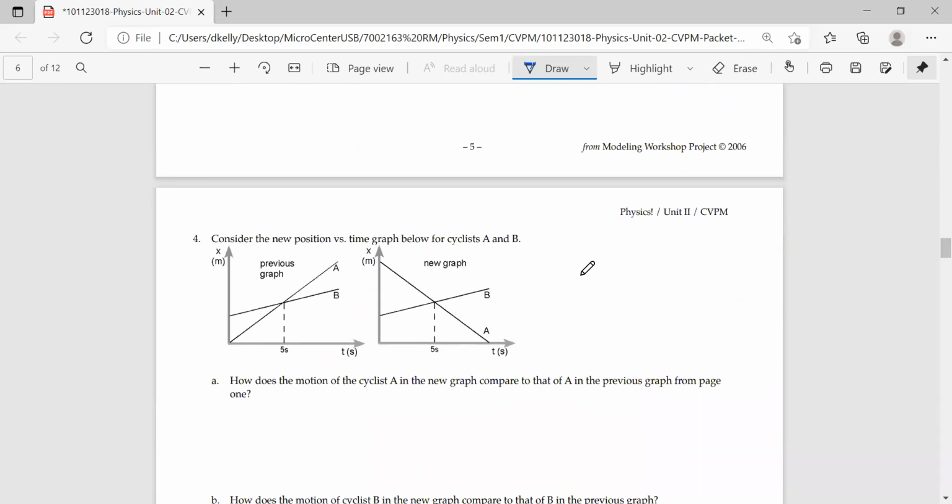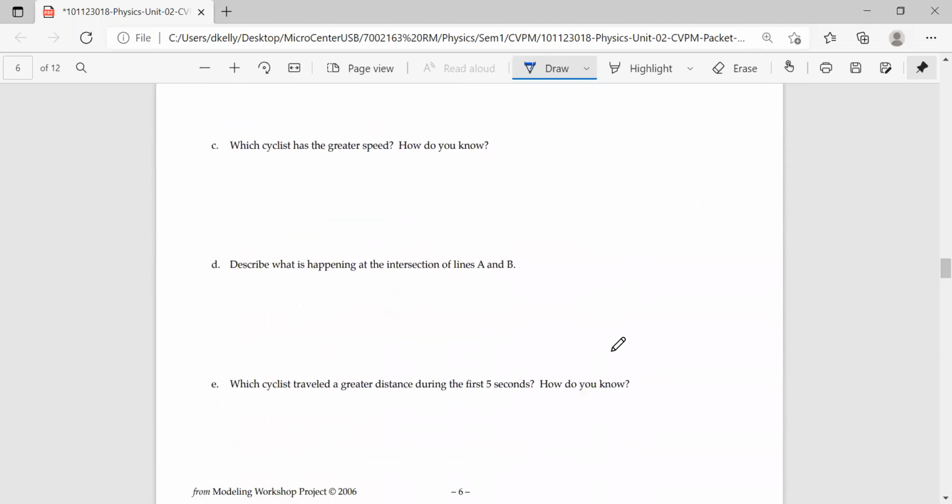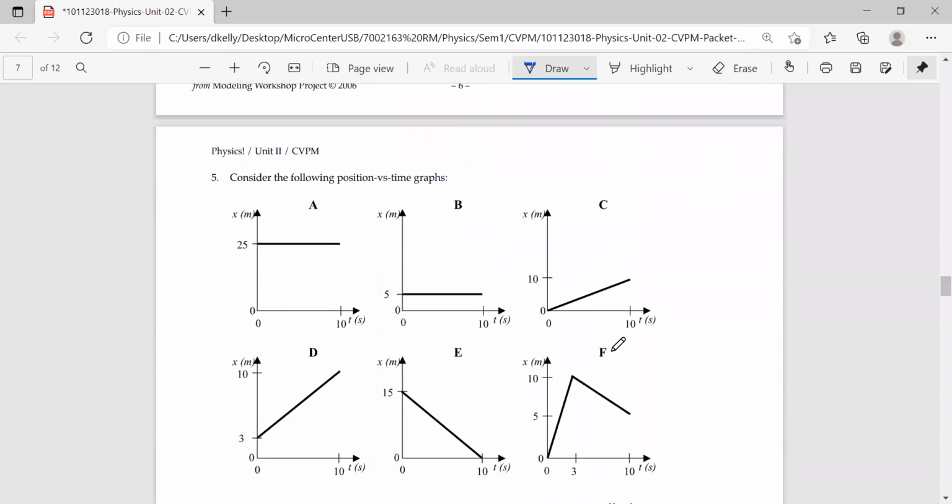I will have you do page 6, take a look at the previous graph and compare it to the new graph and answer the questions that follow. Okay. Now to our last page, page 7 here of the CVPM, 12 pages, but we're only going to do pages 1 through 7, and they need to be turned in by the end of class. I'm going to say today because you're going to see it on the day that it's due. So this needs to be turned in today by the end of class.